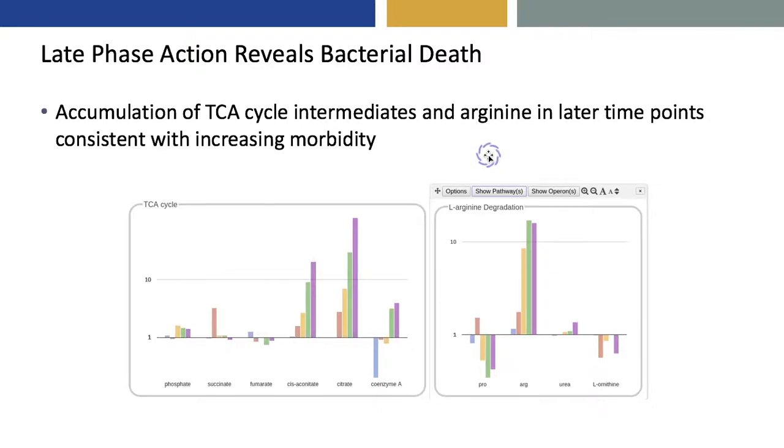In addition, if we look at the TCA cycle, we see that there's an accumulation of TCA cycle intermediates and of arginine as well in the later time points, which is consistent with a signature for increasing morbidity.